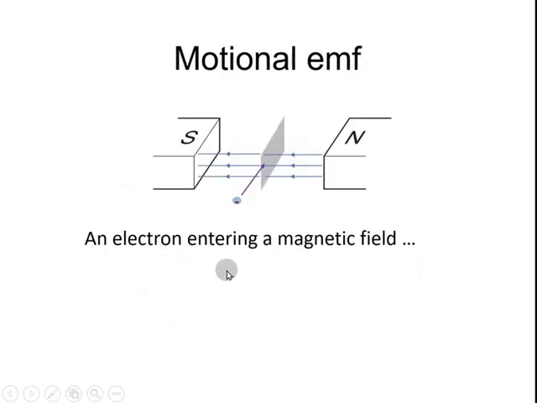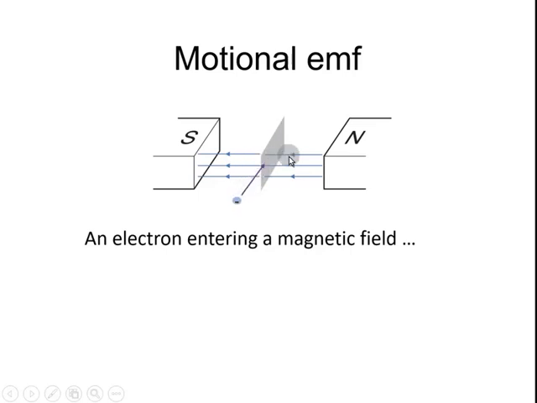Look at this scenario. We have two magnetic poles, the south and then the north. If we have the south here and the north here, then the magnetic fields are moving from the north to the south. This is an imaginary plane that I've placed in the magnetic field. We can ignore it. But look at this electron that is traveling into the magnetic field.